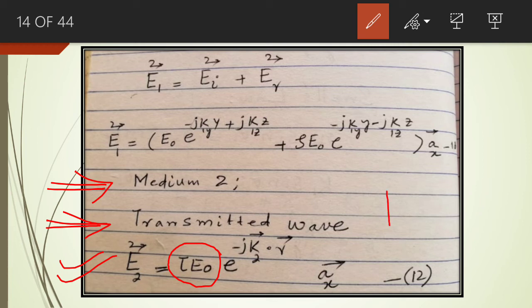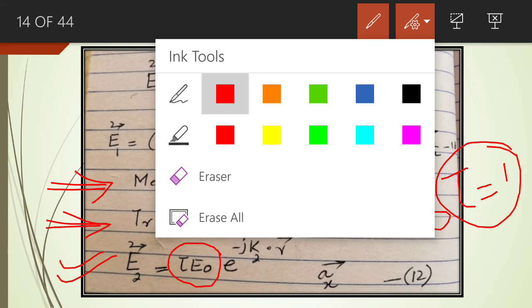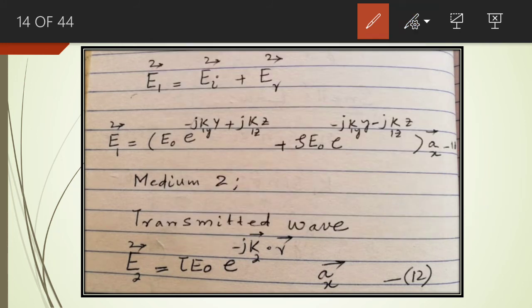If the amplitude of this medium is E naught, then tau will be equal to 1, and it means that the total energy of the incident wave will be transmitted to the second medium. If tau is equal to 1, there will be no reflection in this particular case. The total energy will be transmitted to the second medium. So tau E naught represents the portion of the amplitude of the electric field intensity which is transmitted to the second medium. So E2 is equal to tau E naught into e raised to power minus j k2 dot r.